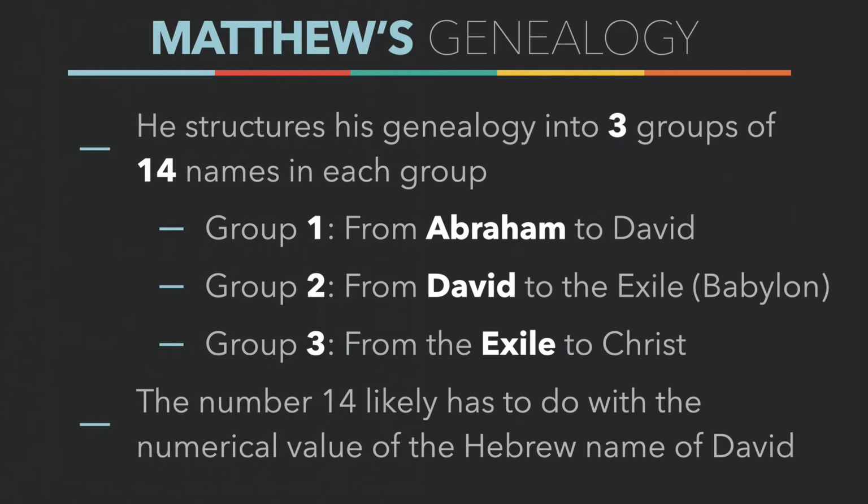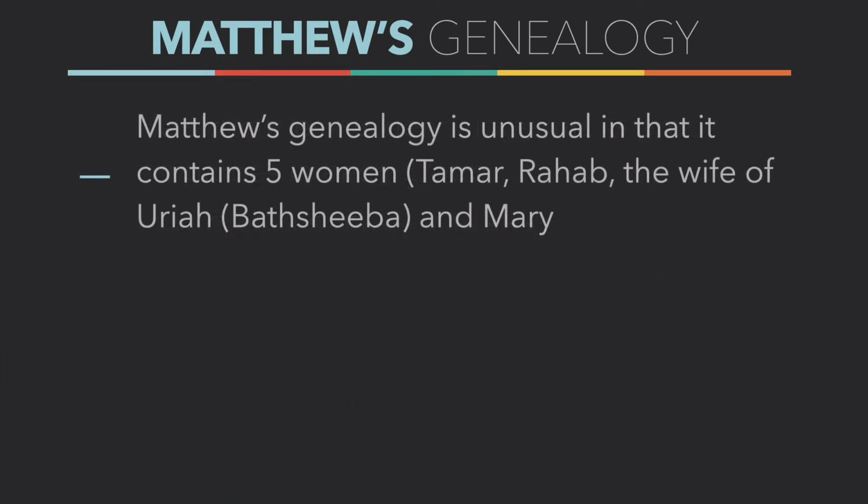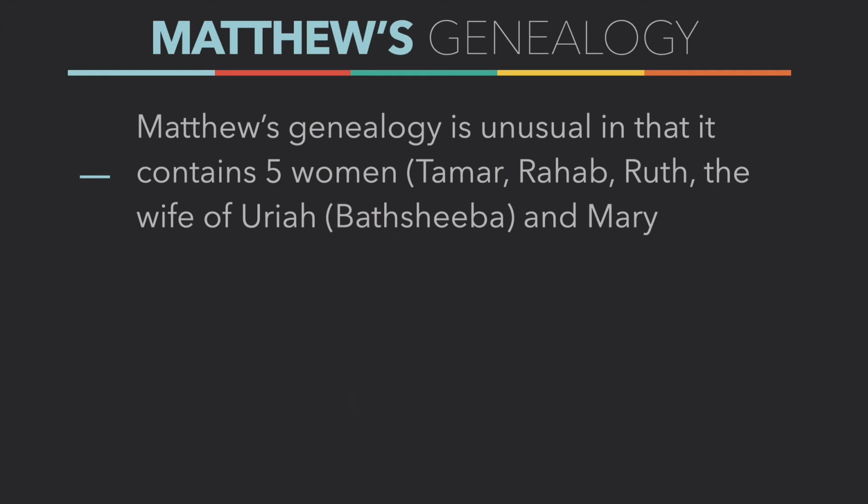It's got three groups, and it's important to realize that there are a couple other things that are very interesting about Matthew and his genealogy that are not typical for other genealogies. So here we have the structure. We've talked about each of those three groups, but there's a couple other cool things about Matthew's genealogy. For example, Matthew's genealogy is unusual in that it contains 5 women. This was highly unusual, that women would be included in a genealogy, but Matthew's contains 5. It contains Tamar, Rahab, Ruth, the wife of Uriah, who is, of course, Bathsheba, and Mary.